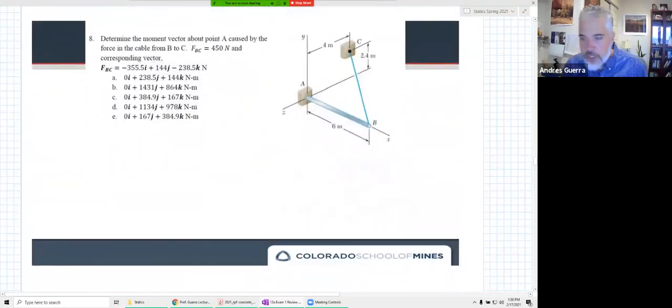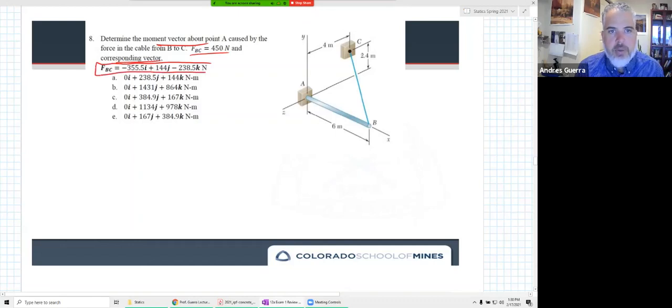It's very much true in 3D as well for moment vectors. We're asked to find the moment vector about point A. If we're given FBC and the corresponding vector, notice that a lot of these problems, we give you a lot of information. We're not asking you to solve them all the way from scratch.